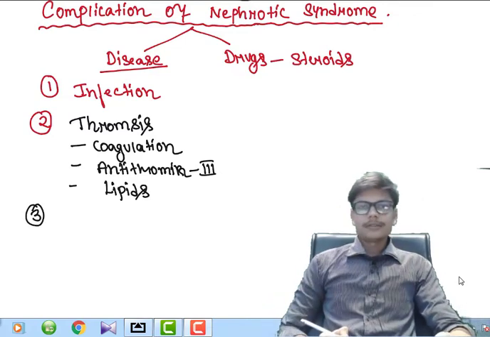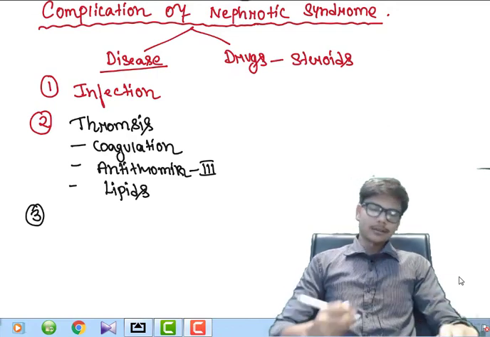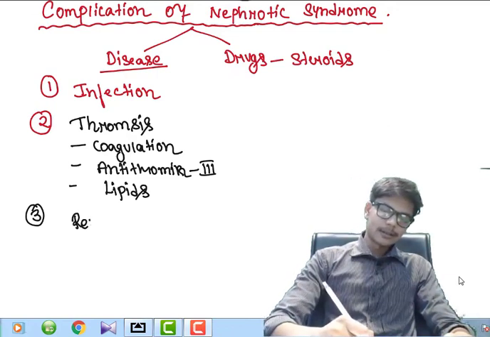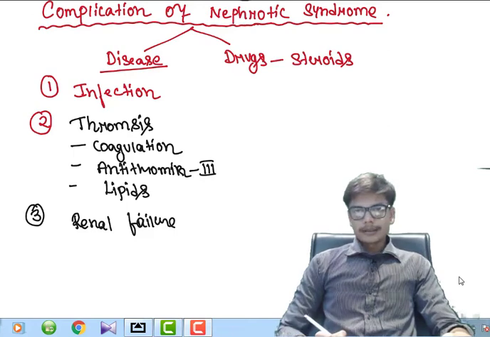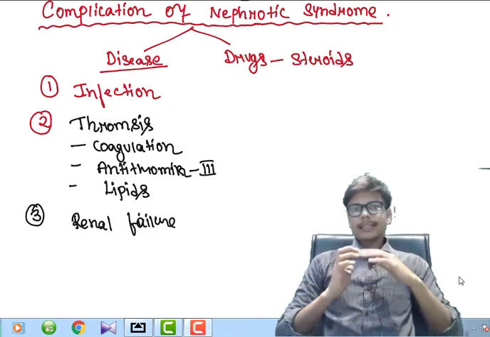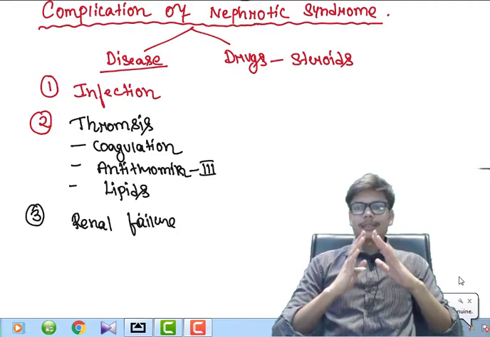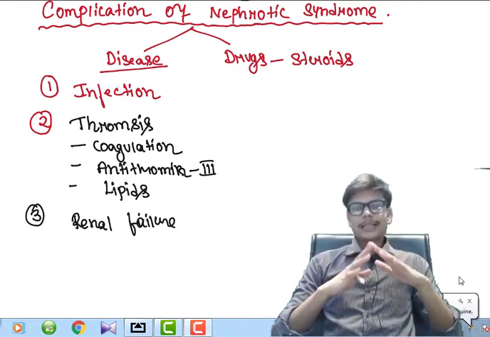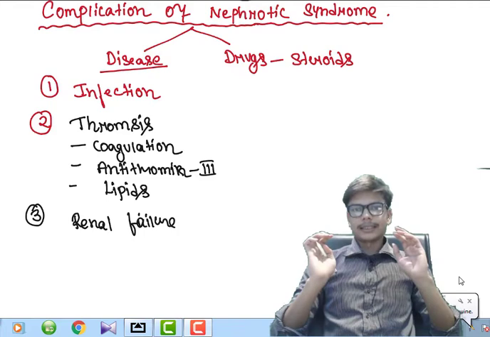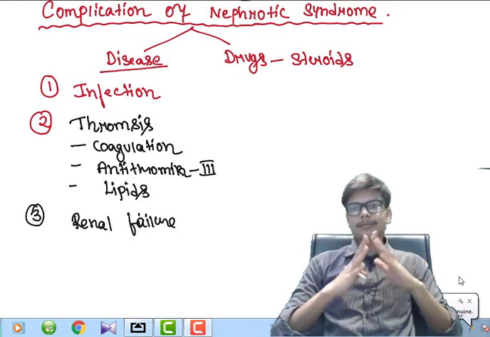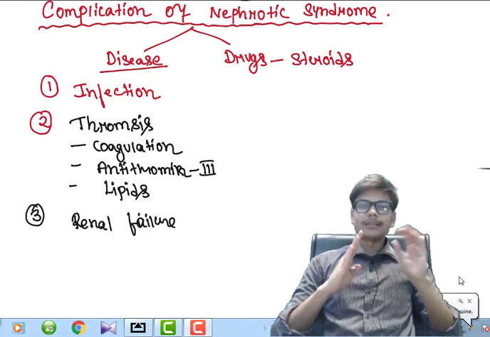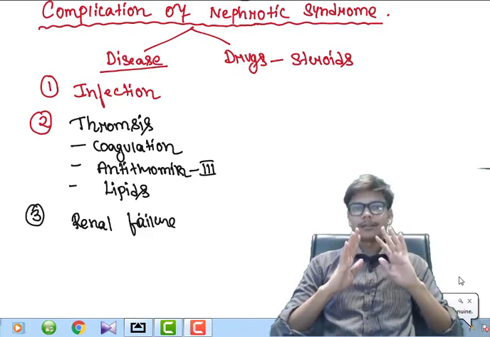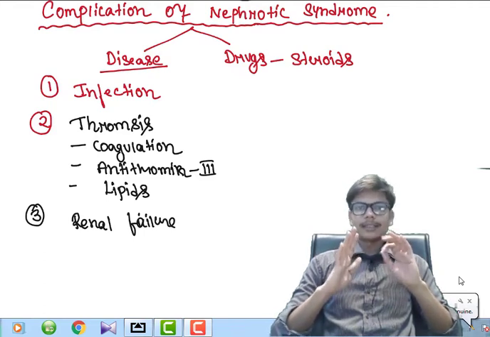The third complication, which is profound in nephrotic syndrome, is renal failure. Renal failure can occur in a patient with nephrotic syndrome. The basic mechanism is that due to edema, there is hypovolemia of the systemic circulation, and due to hypovolemia, less blood is reaching the kidney, and this is reducing the GFR and in turn the urine output of the nephrotic syndrome patient.